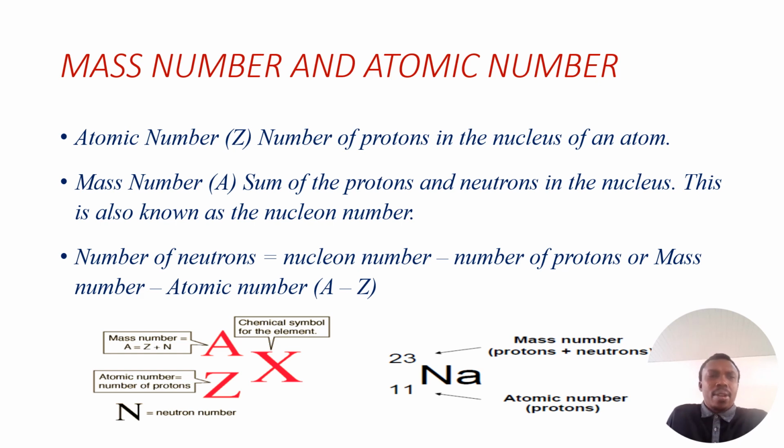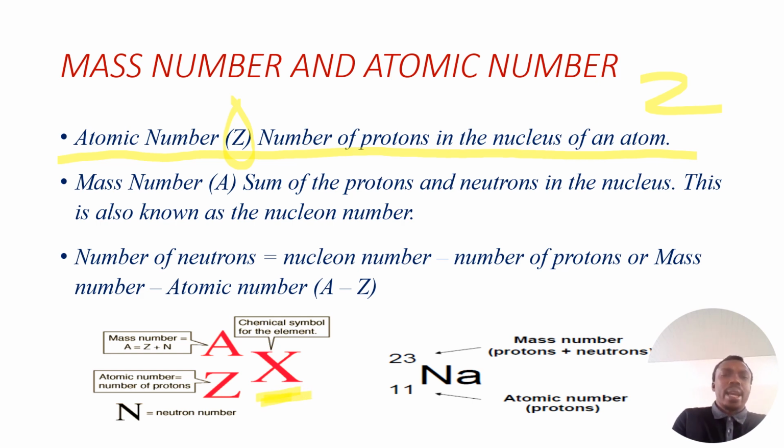So we want to look at the concept of mass number and atomic number. Now we'll talk about atomic number. Atomic number is the number of protons in the nucleus of an atom. That is the number of protons in the nucleus of an atom is called the atomic number. We use the letter Z to represent atomic number in an isotopic symbol.